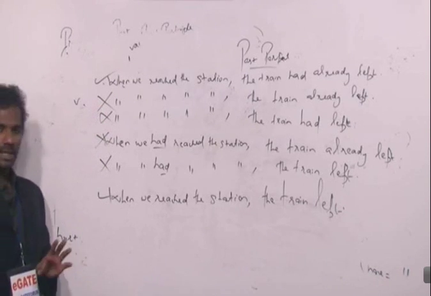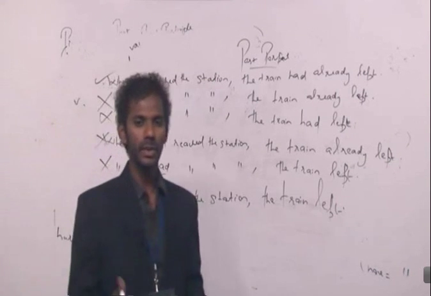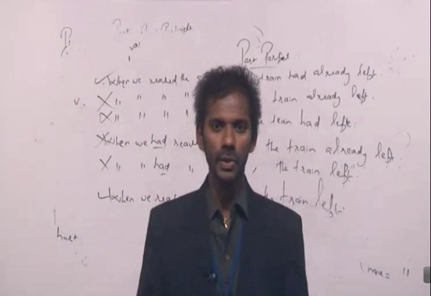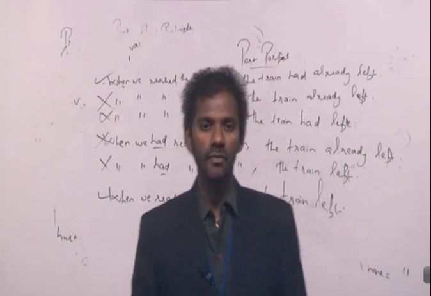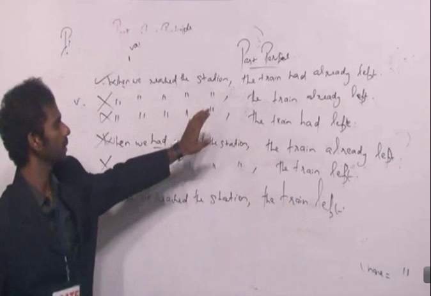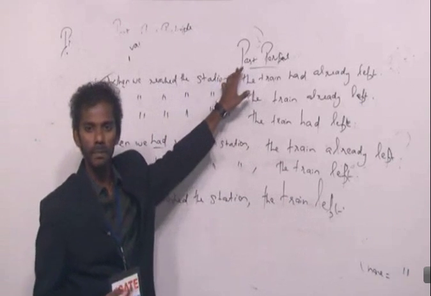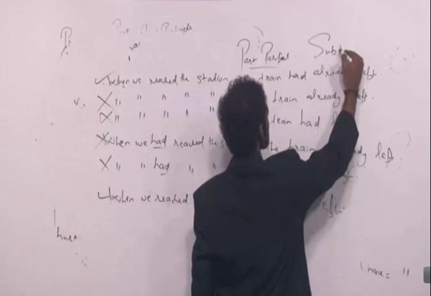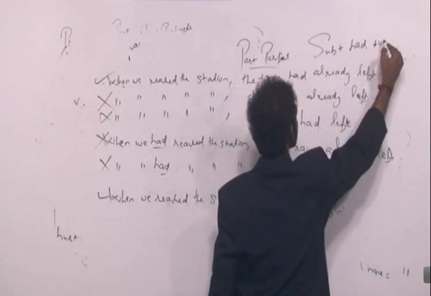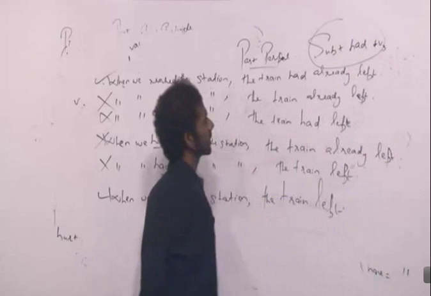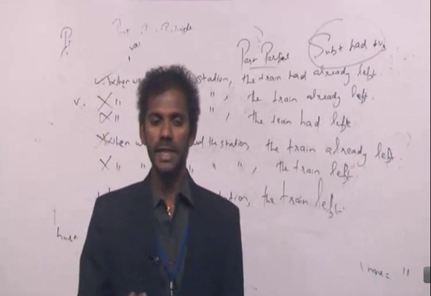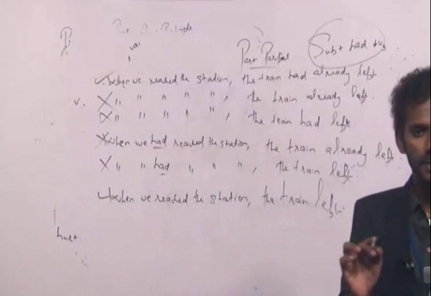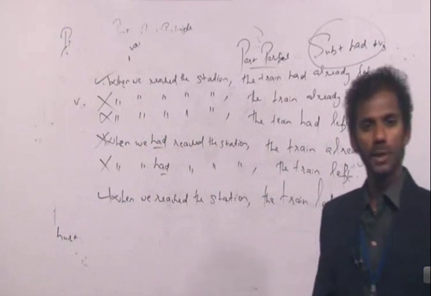Clear? Fine. I'll tell you why. You may please take down the rule first, then I'll explain these sentences. This is regarding when to use past perfect. When should we go for past perfect? The rule of past perfect is, as you know, subject plus had plus V3. Clear? Fine. Take down the rule. The rule is this.